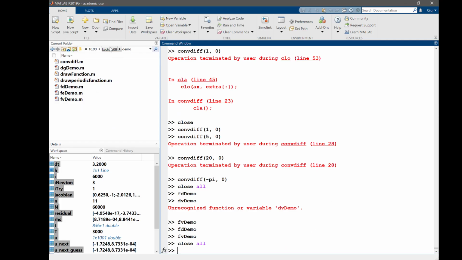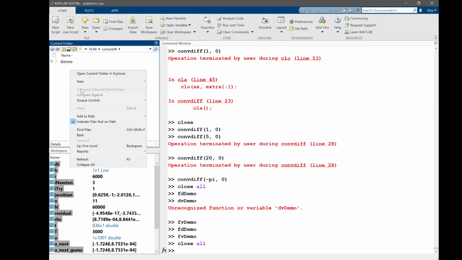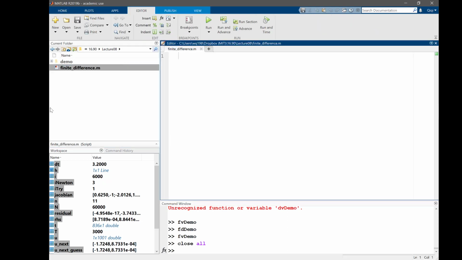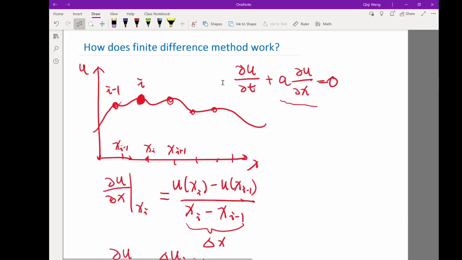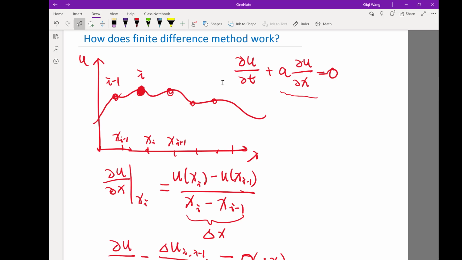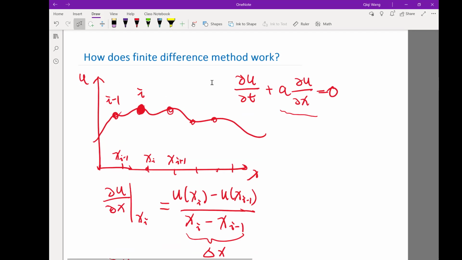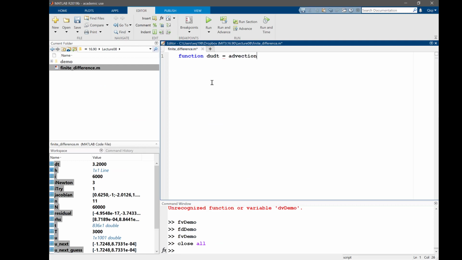Okay, so let me go back on the demo and make a new script for the finite difference. Well, we said that we are going to be using an ODE solver, right? To use the ODE solver, we have to write a function. Function du dt is equal to, let's say, oh, by the way, the equation we are solving is called the advection equation, okay?